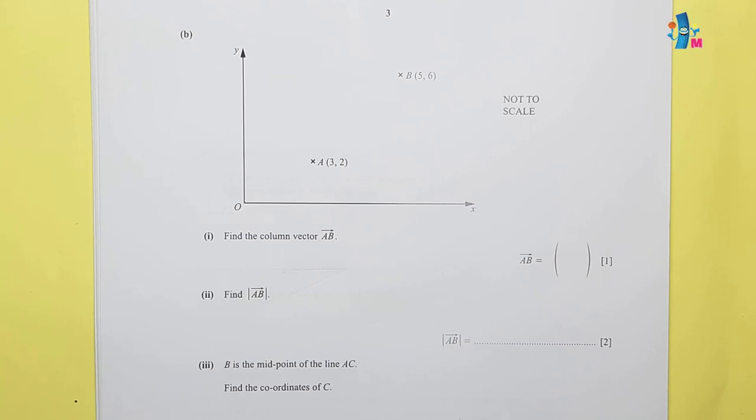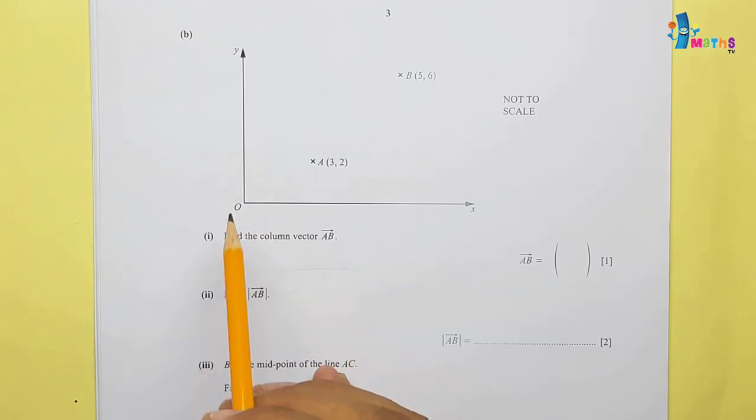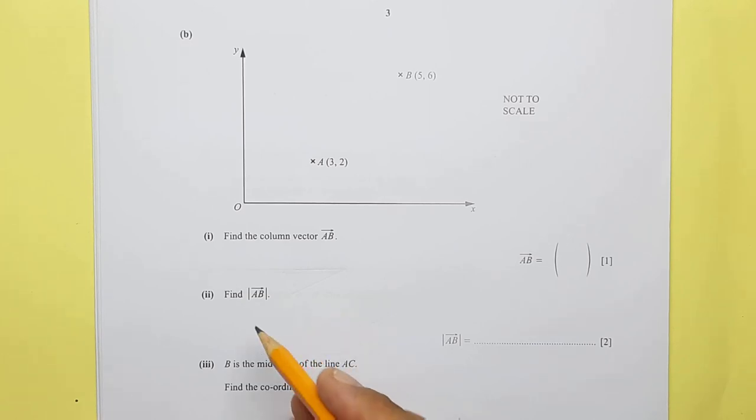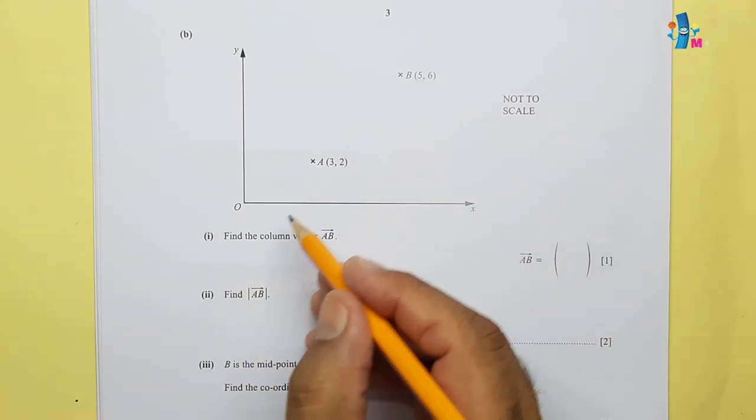Question 1B part. A drawing is given, with the axes OX and OY. Find the column vector AB. We have to find the column vector AB, so we have the coordinates of A and B.